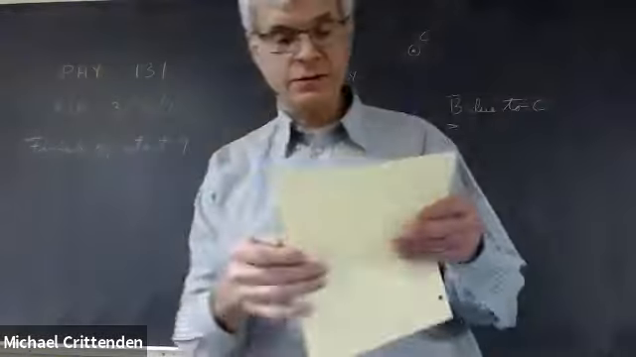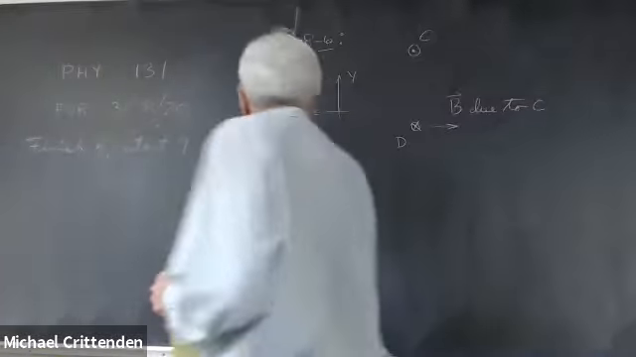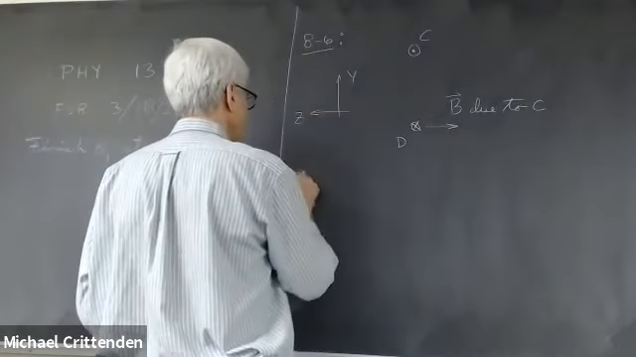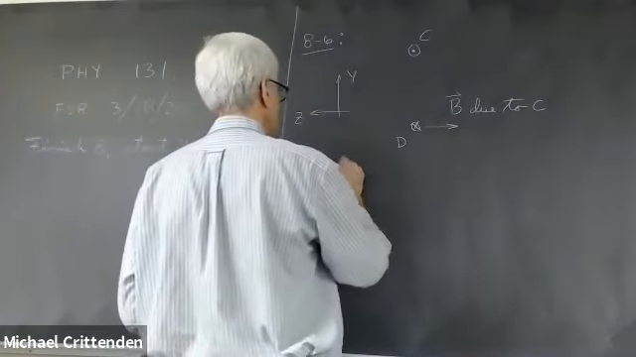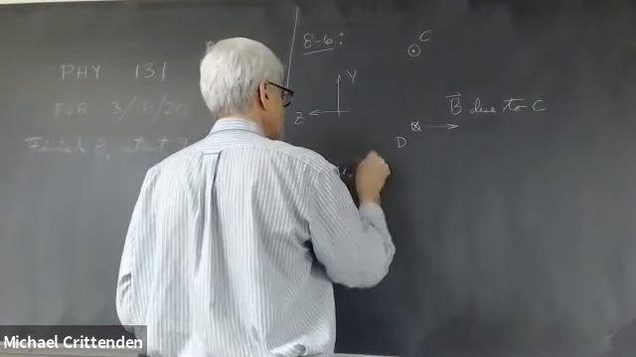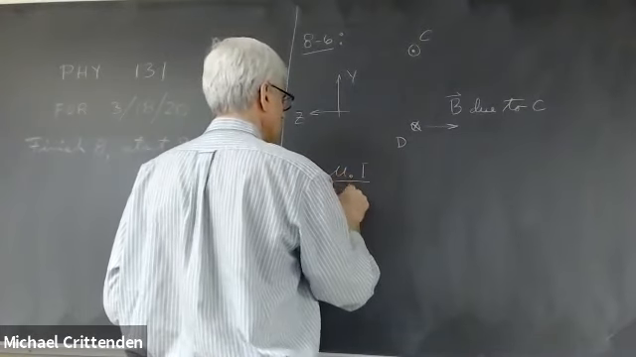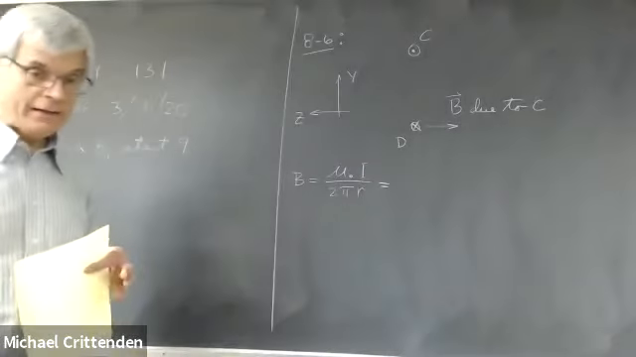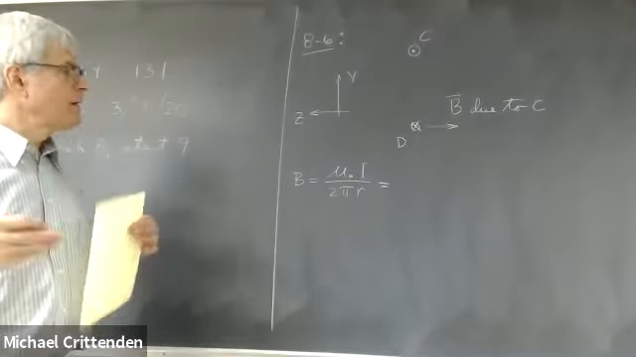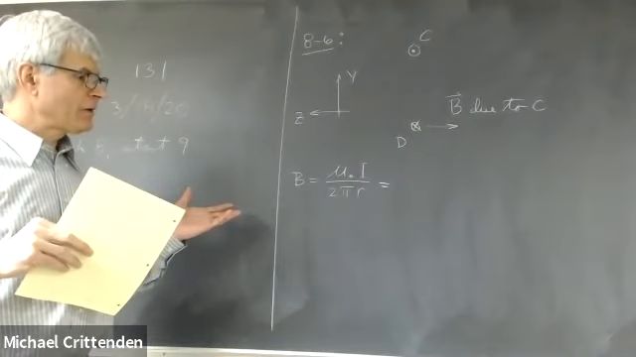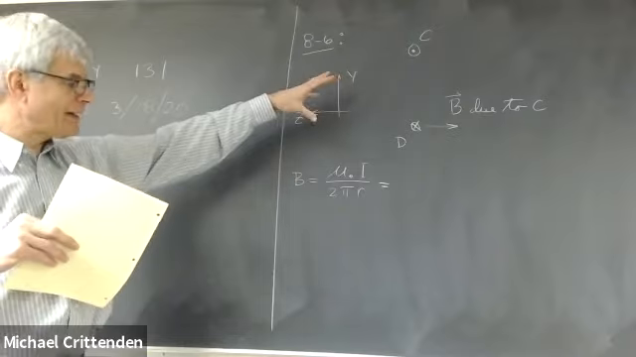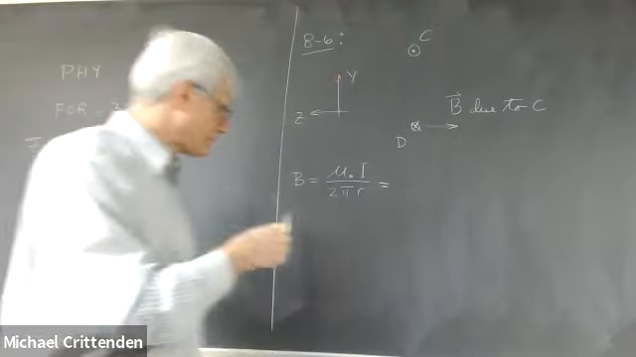For its magnitude, the field of a straight wire is B equals mu naught I over 2 pi r. I showed near the beginning of section 8 how that follows from Ampere's law. You take Ampere's law, you apply it to this special case, and that's the result.